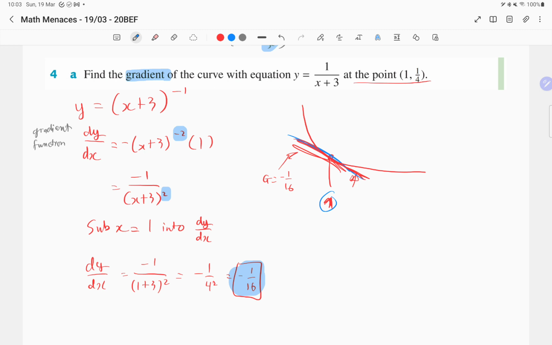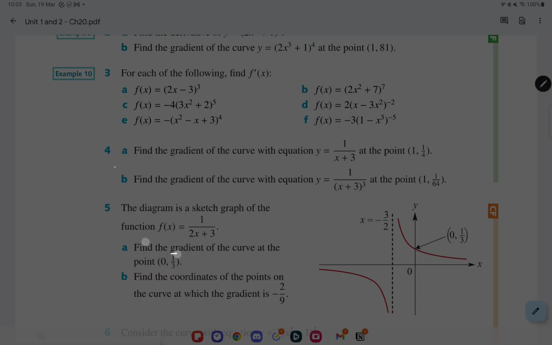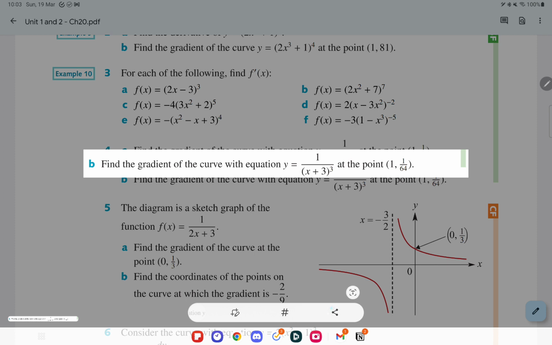All right, we'll do one last question. Given this one, can you guys do question 4B? I'll leave 4A here, do question 4B. And then we'll take a short break after we move on to the next concept.